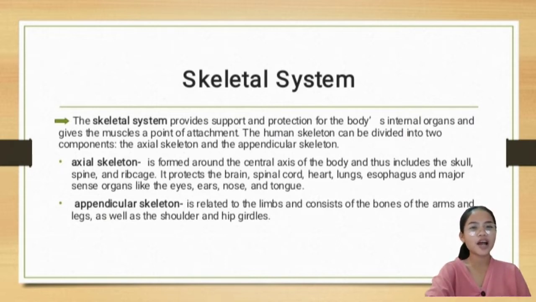On the other hand, the appendicular skeleton is related to the limbs and consists of the bones of the arms and legs, as well as the shoulder and the hip girdles.